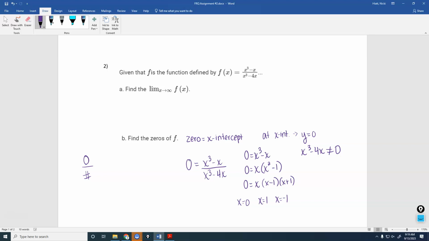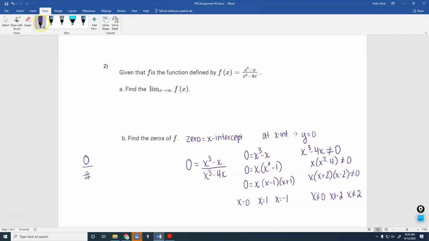Now, if you didn't show work and you just got those answers because you guessed and checked, that's okay. But we must also remember that x cannot equal 0. So if we do the same thing over here, x times x squared minus 4 cannot equal 0, which means x times (x plus 2)(x minus 2) cannot equal 0. So x cannot equal 0, x cannot equal negative 2, and x cannot equal positive 2.